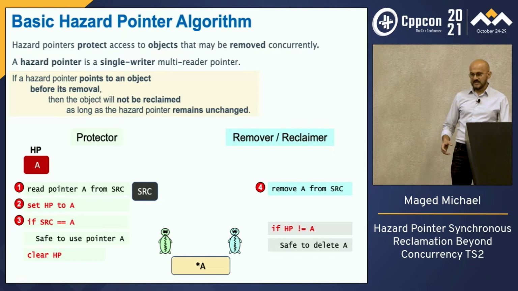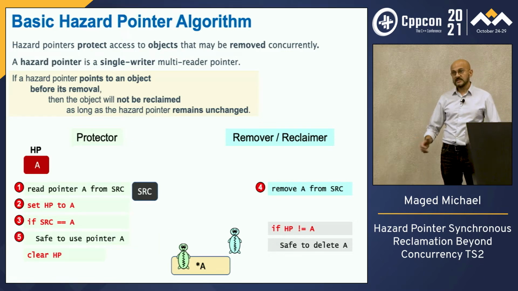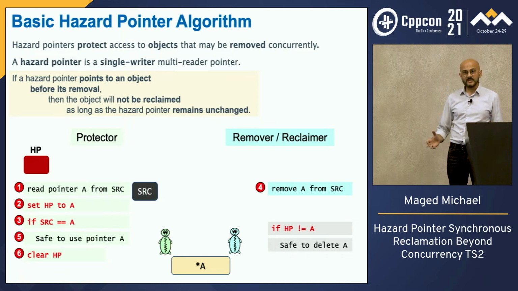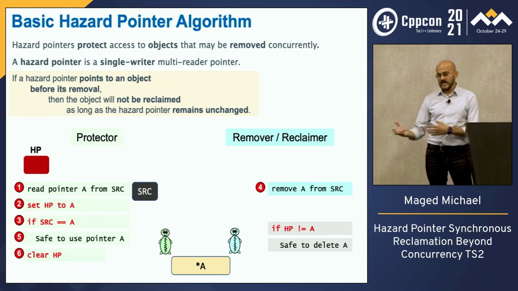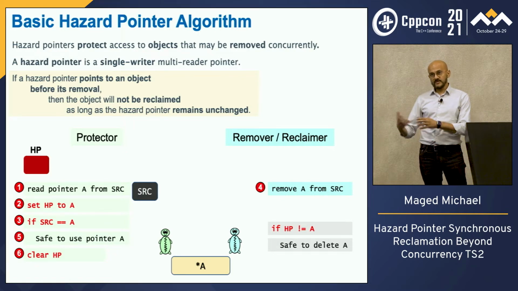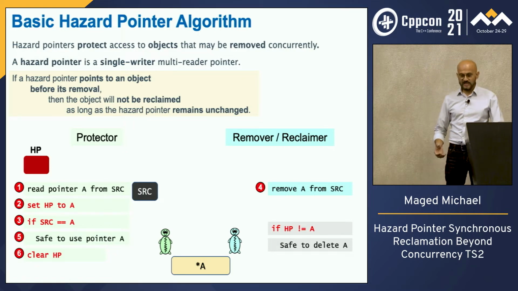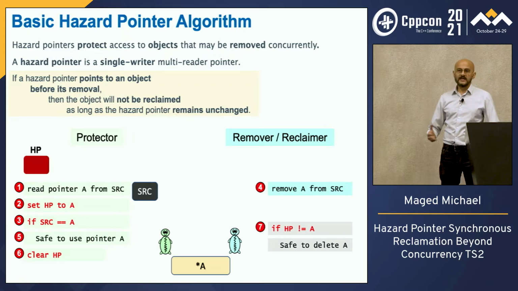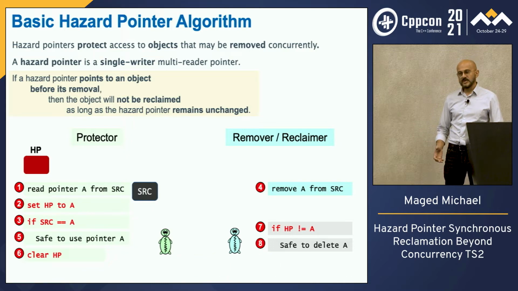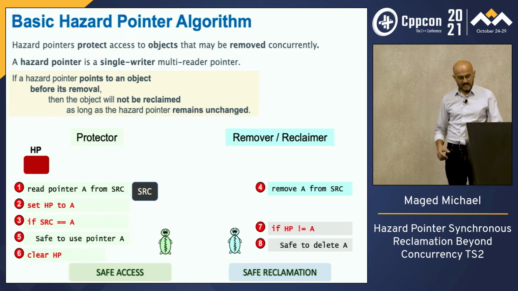Now the user or protector thread accesses the object safely, and then when it is done with it, it clears the hazard pointer, and it's okay for the other thread to reclaim that object. So now that thread checks the hazard pointers, sees that nothing is protecting the object, and goes to safely delete the object. So that's in a nutshell how it works.